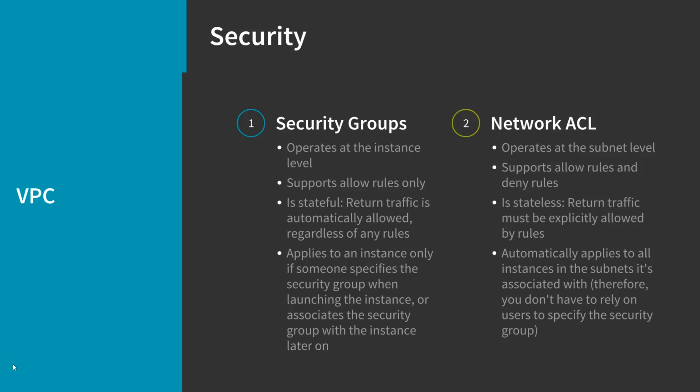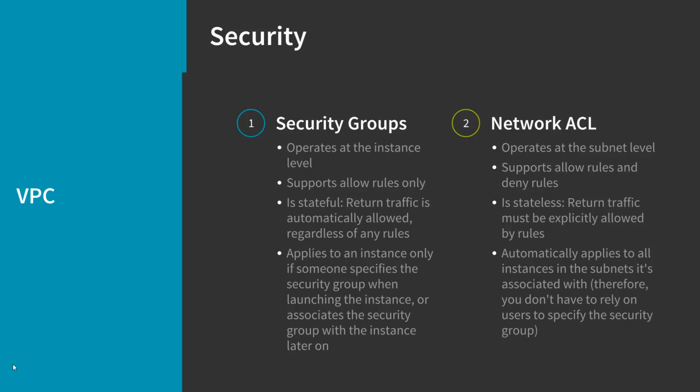By contrast, a Network Access Control List, or ACL, is an optional layer of security for your VPC that acts as a firewall for controlling traffic in and out of one or more subnets. You might set up network ACLs with rules similar to your security groups in order to add an additional layer of security to your VPC.